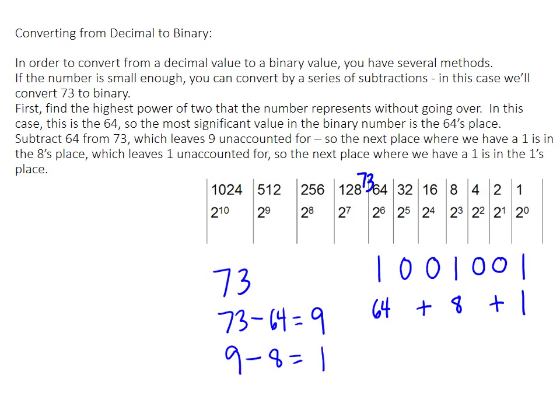First, find the highest power of 2 that the number represents without going over. In this case, this is the 64, so the most significant value in the binary number is the 64's place. Subtract 64 from 73, which leaves 9 unaccounted for, so the next place where we have a 1 is in the 8's place, which leaves 1 unaccounted for, so the next place where we have a 1 is in the 1's place. The rest positions should be filled with zeros. As the result, 73 in decimal is 1001001 in binary.